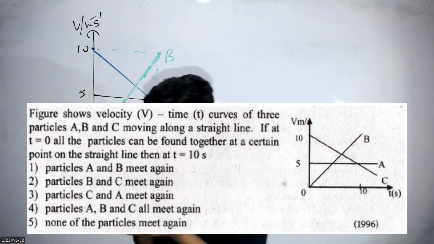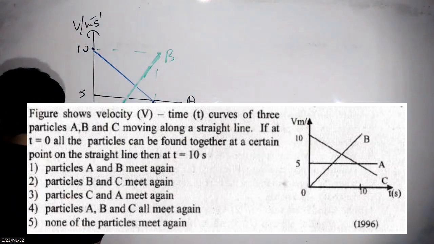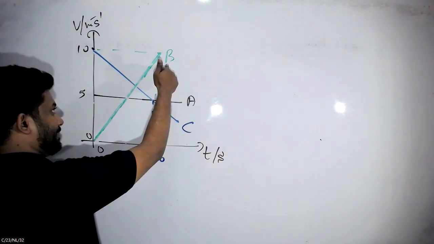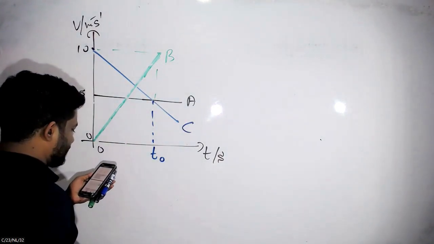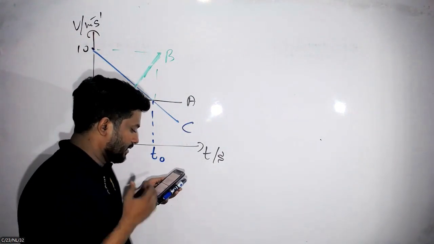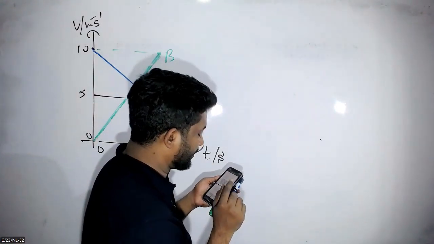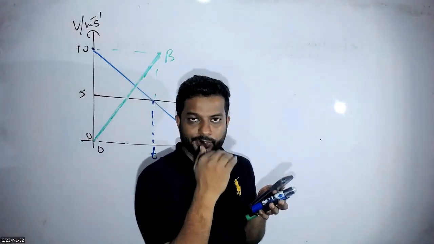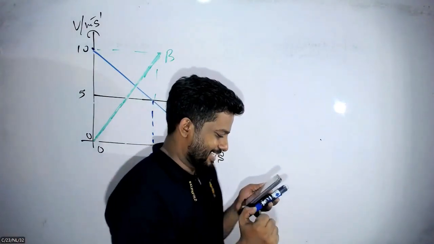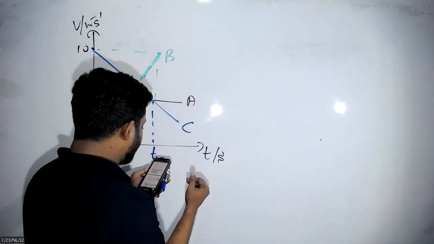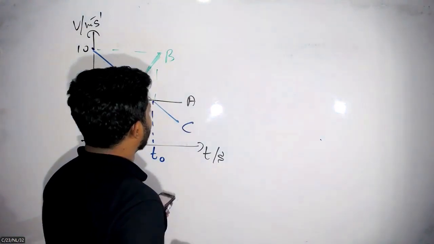Right, let's see question number 3. The figure shows velocity-time curves of 3 particles, A, B, and C, moving along a straight line. If t equals 0, all the particles can be found together. That means they start their motion from the same point, right? Then you need to identify the motion of the objects at t equal 10 seconds.